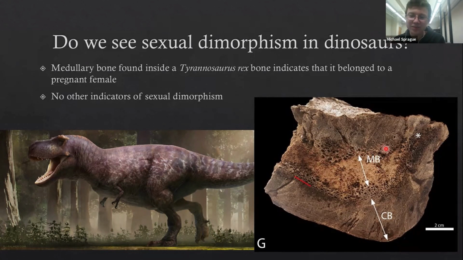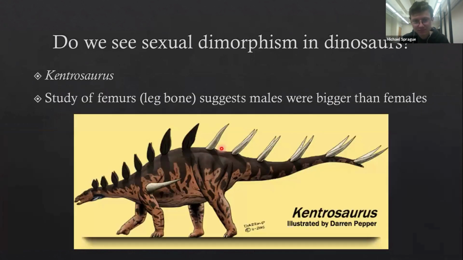So this cannot be taken as a reliable indicator for distinguishing males and females, because not even all females are pregnant at the same time. And as far as we can tell, there are no other indicators of sexual dimorphism in Tyrannosaurus. So again, just like Allosaurus and most other dinosaurs, we can't tell.